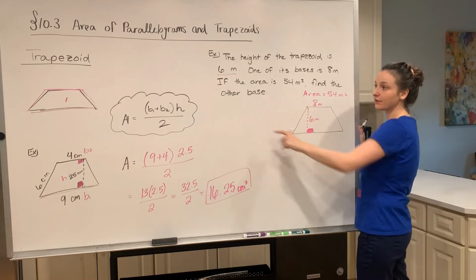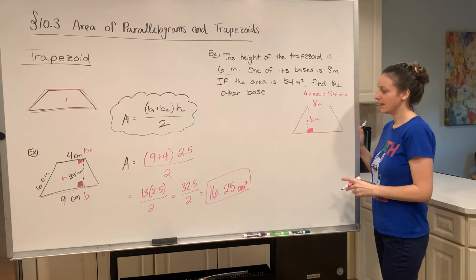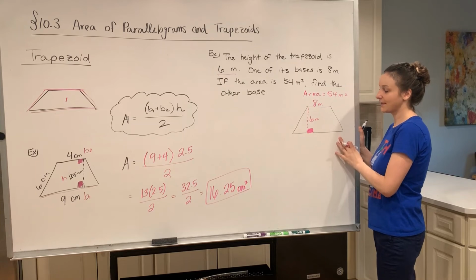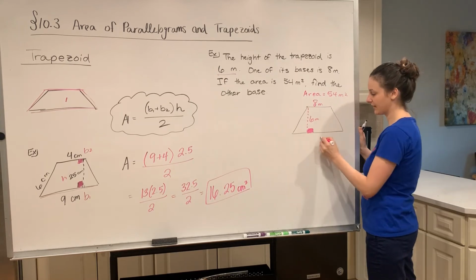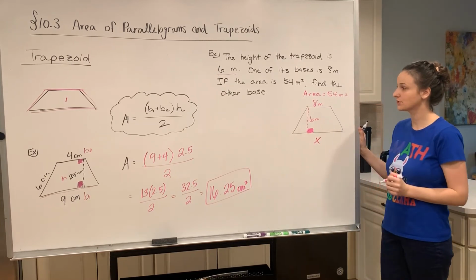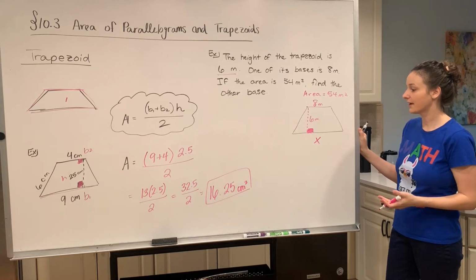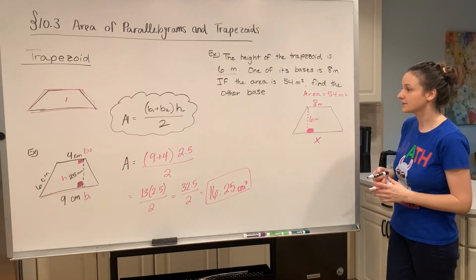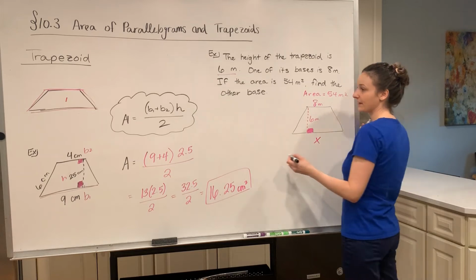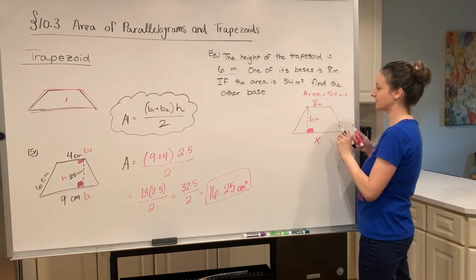So what's missing from my trapezoid formula? It's going to be the other base here. And when you don't know something, you should use a variable. So I will choose to use x. Now that I have all of my values listed, let's plug them into the formula. So I have the area, which we said is 54.